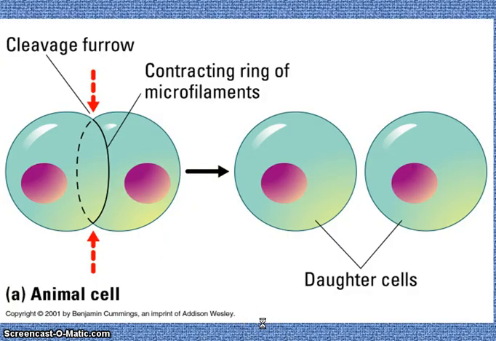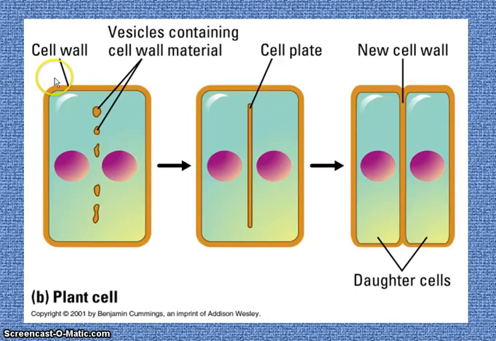Here again is just a picture of the animal cell pinching off until it's split completely, and with the plant cell, the vesicles lining up along the middle until they're all connected to form that cell wall.